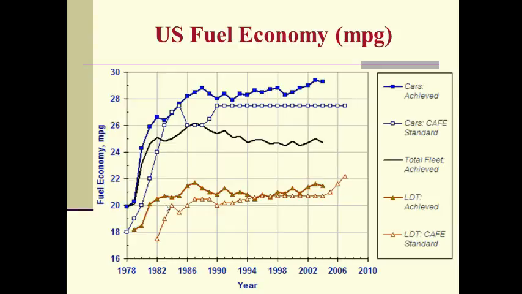Similarly, for cars, the standard is in the open blue squares up near the top, and cars have out-achieved the standard, just like trucks have. If you take the total fleet and look at it, it's the black line, which is midway roughly between cars and trucks.